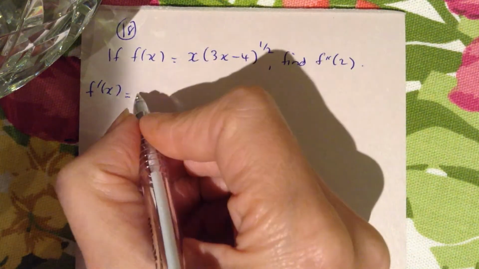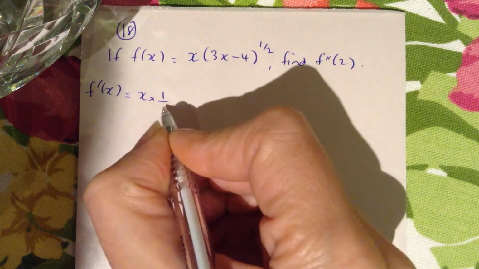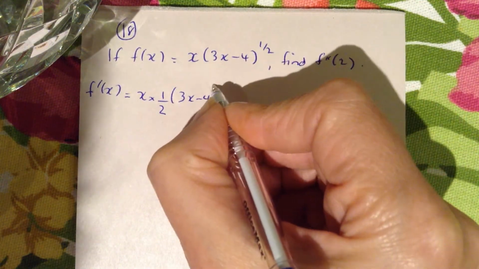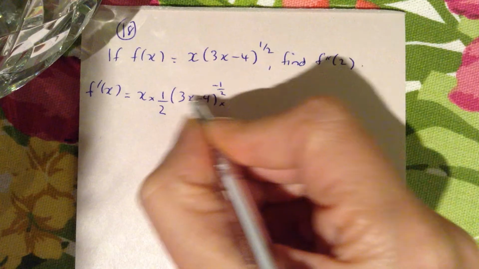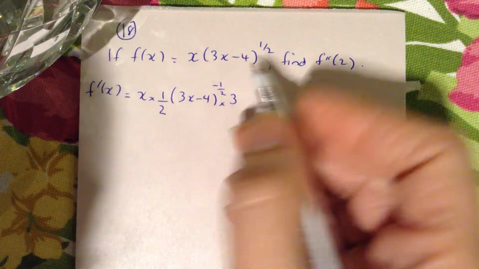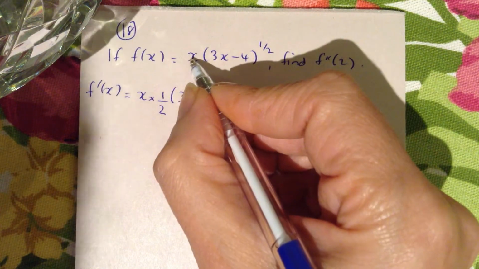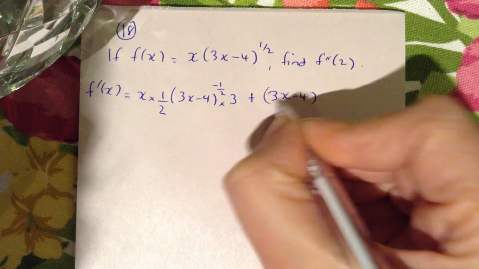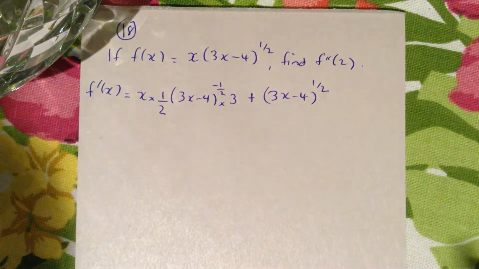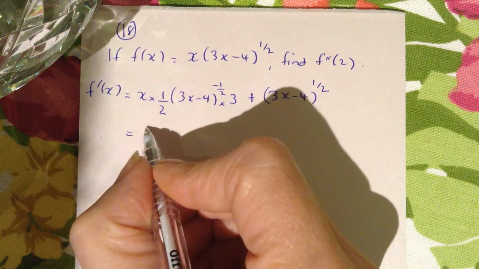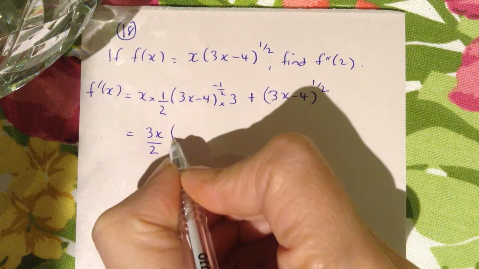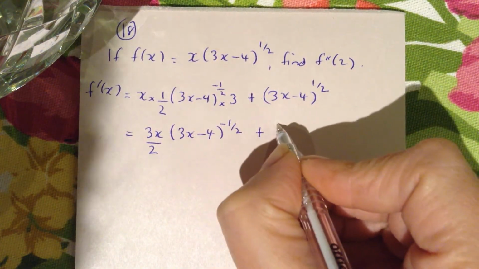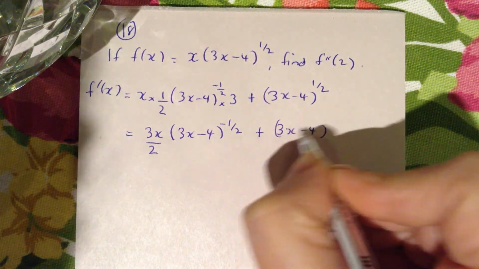So it's u dv: x times, bring the half down, put down what's in the brackets, half minus 1, minus a half, times what's inside differentiated, so that's u dv, plus v du. If you differentiate u, you get 1, so just write v. Okay, so we clean this up and you get 3x on 2 times (3x minus 4) to the minus a half, plus (3x minus 4) to the half.